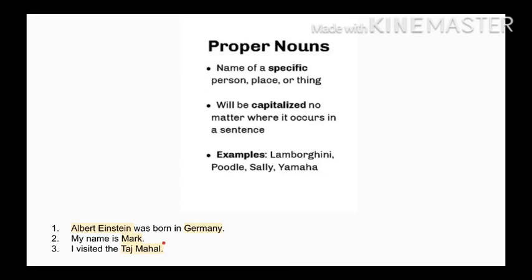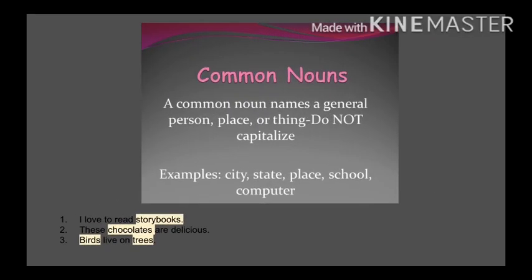Next type is common nouns. Common nouns, as the name suggests, are the common names given to an object. For example, storybook, country, knife, cup, etc. We do not have any particular names. These particular names are categorized under proper nouns.